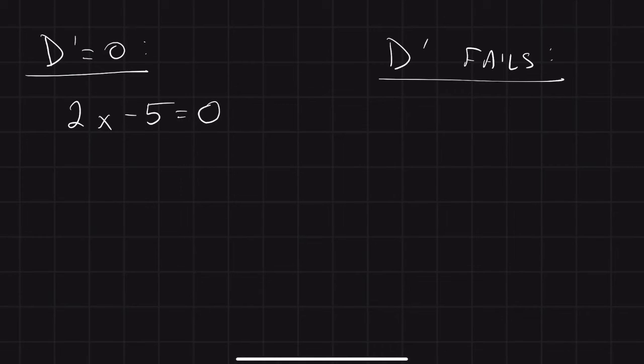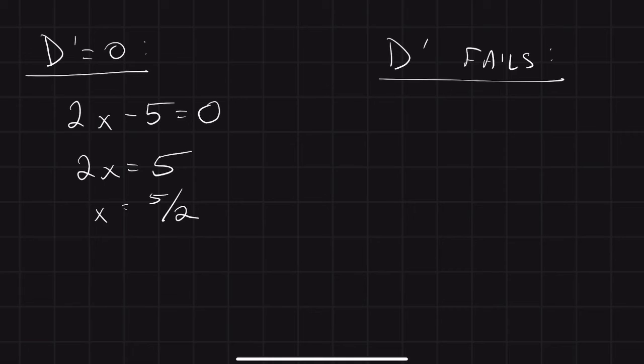D prime equals 0 means that 2x minus 5 is equal to 0. I'm just dealing with the numerator in this case. That tells me that 2x is equal to 5, and therefore x is equal to 5 over 2. This answer is in the ballpark of what we expected it to be. We thought that the minimum distance happened somewhere around x equal to 2.5, and right now we have x equal to 2.5 as a possible answer.